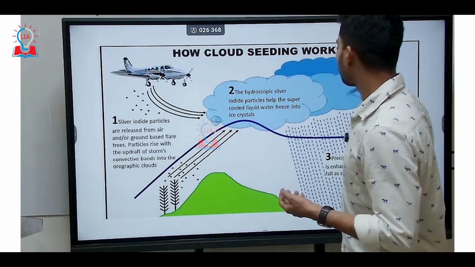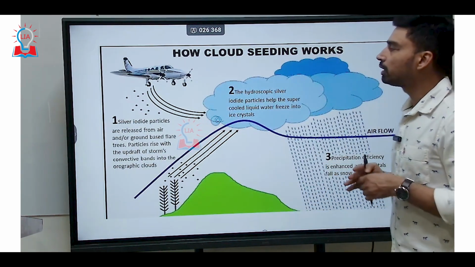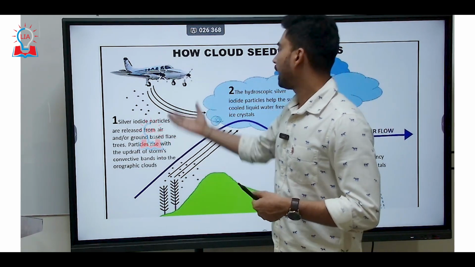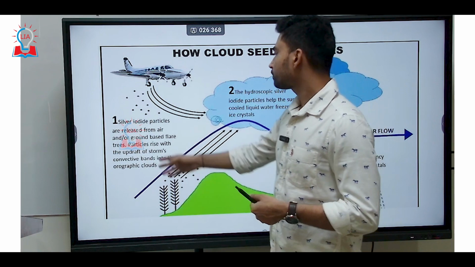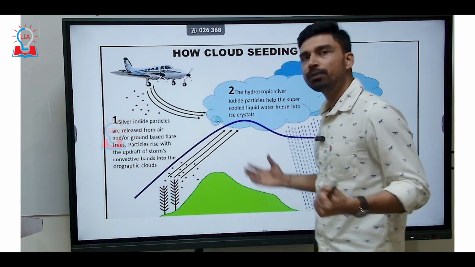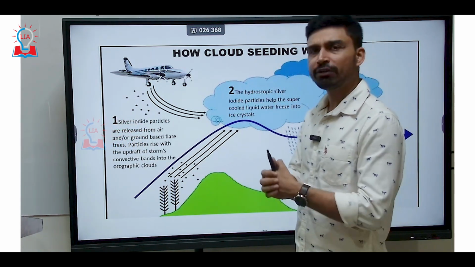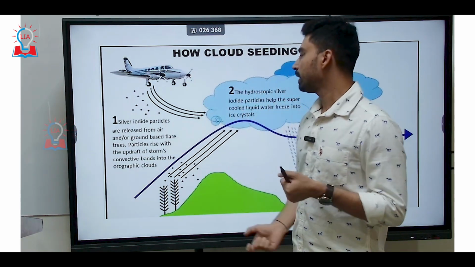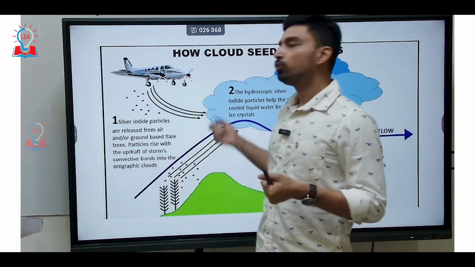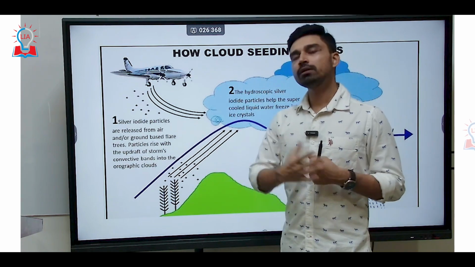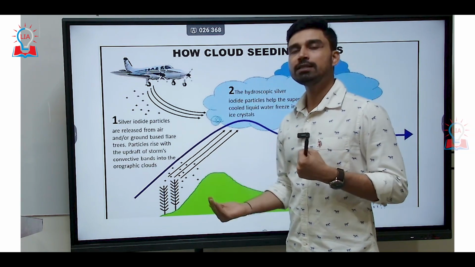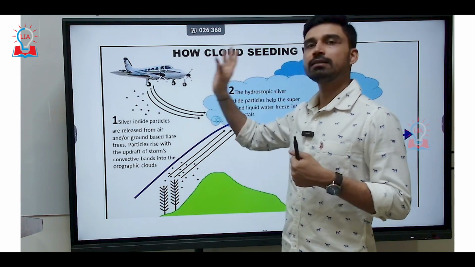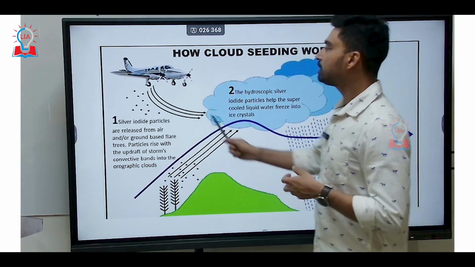If we try to understand from this diagram how cloud seeding works, in the first stage, the silver iodide particles are released from aircraft or ground-based flare trees. Particles rise with the updraft of the storm's convective band. Convective band basically refers to the upward vertical movement of air, and then it develops into the orographic cloud. The term orographic is used whenever there is a rise of warm and moist air in the upward direction, which generally results in the formation of clouds. So that is the first stage.